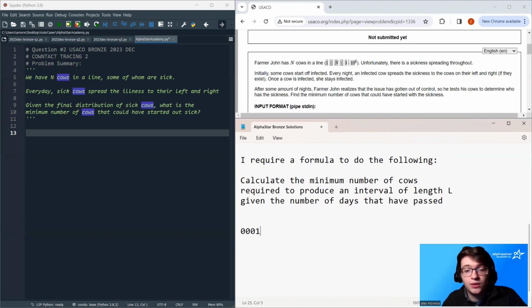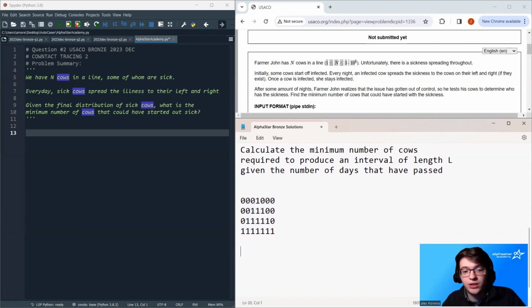But we can start from scratch, right? We can look at how far one cow spreads. Well, we can see that the distance that a cow spreads is roughly twice the number of days passed. In particular, the spread of a single cow is 2 times the days passed, plus 1, right? So if we have 3 days passed, then the spread of that cow is going to be 7. 2 times 3 plus 1 is 7.